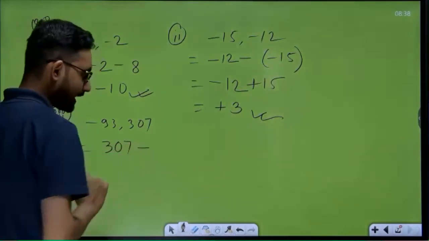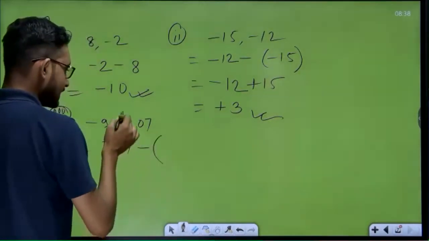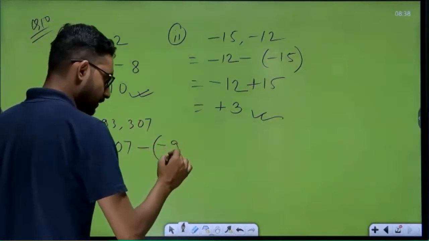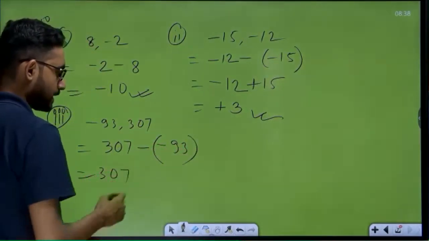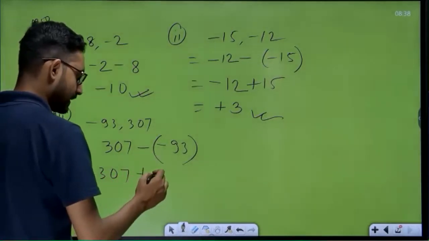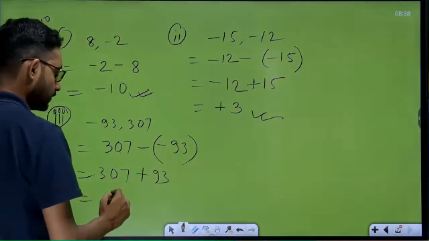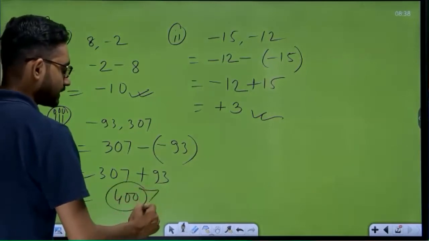Give the minus sign, you people forget. And the other integer, write down in the second one. So the answer will be 307 minus minus plus 93. So the answer will be 400. That is the correct answer.